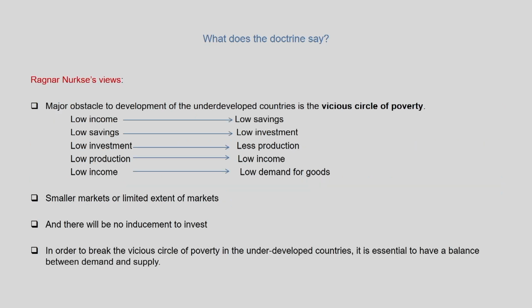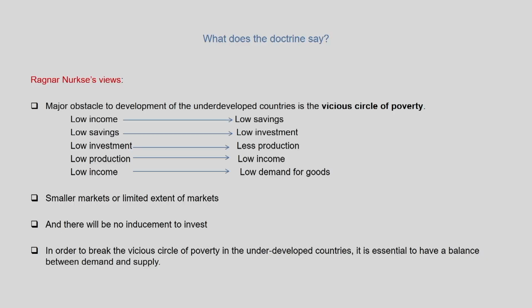Now let us try to understand what this doctrine of balanced growth says through the views of Ragnar Nurkse. I have picked up the views of Ragnar Nurkse here because it was one of the most influential views on the balanced growth doctrine, although there are many more. For example, Professor Hirschman has made a lot of contribution to the balanced growth doctrine. However, let us begin with Ragnar Nurkse's views on the balanced growth doctrine.